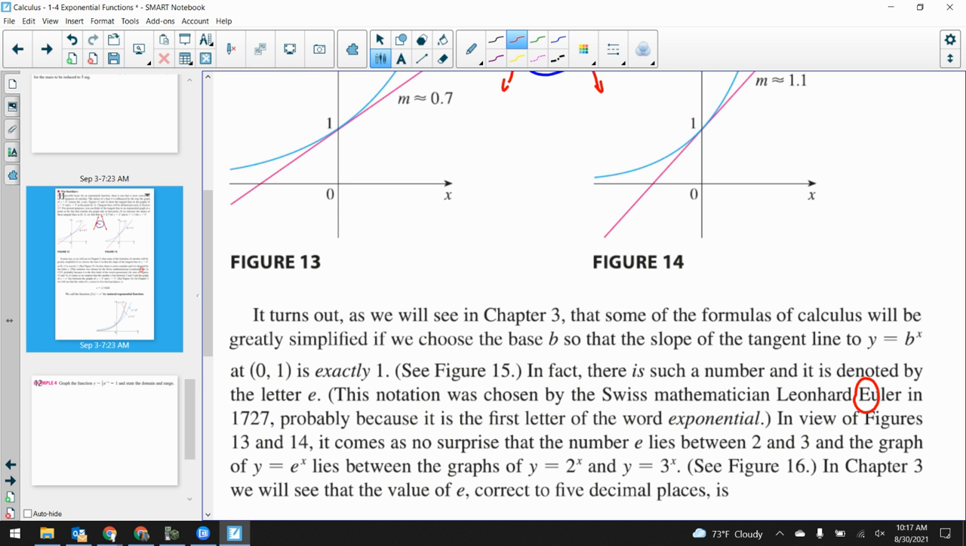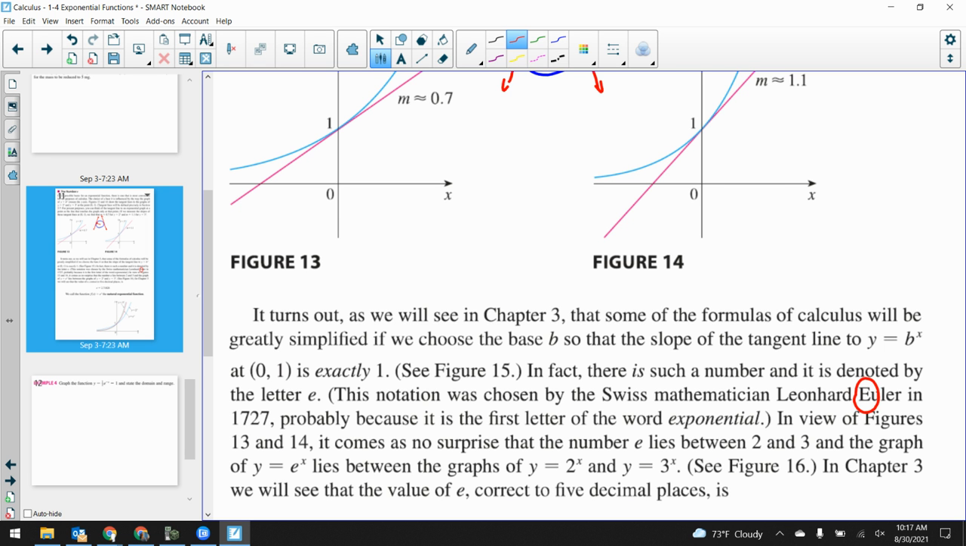But he was around a little bit before Revolutionary time, right? 1727, that's when he did his big stuff. And he did a ton of stuff in math. I mean, he did stuff in graph theory and number theory, as well as a lot of calculus stuff.